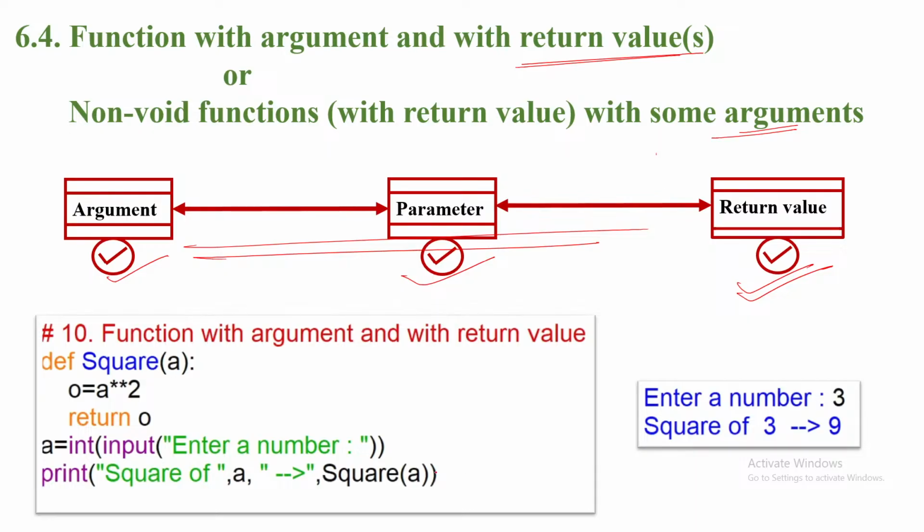So first, passing the arguments through this input command, enter a number, what we input: 3. Now passing this argument to the function, 3. Then we come to receiving this parameter, which one? 3. Then 3 to the power 2, so what value will come? 9, and it returns to the data variable. We are returning 9, and this returned value comes to here. So square, what will come? 9.